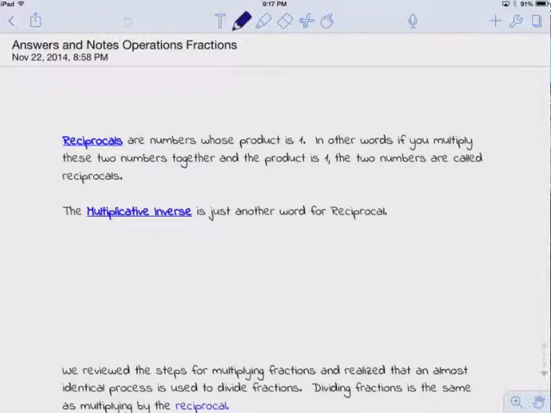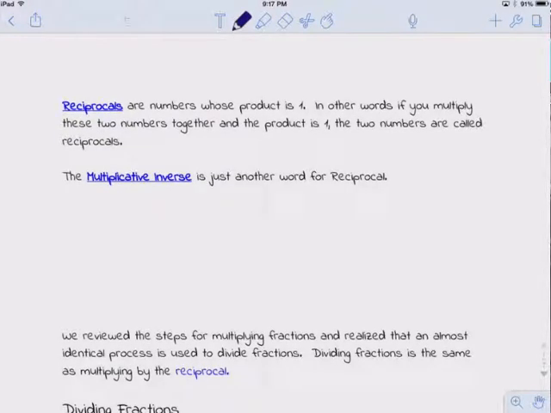Okay, so this is going to be a very quick video. First one, we're going to talk about reciprocals. We mentioned them the other day, but reciprocals, their relationship is that there are numbers whose product is 1. So in other words, if you multiply these two numbers together and the product is 1, they are called reciprocals. The term multiplicative inverse is just another word for that same term of reciprocals.